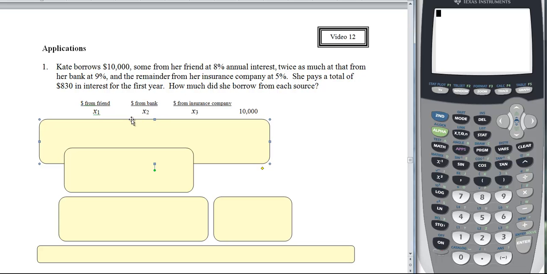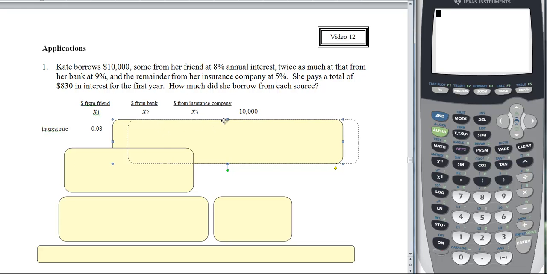Now the next thing I look for is more information that I can put into my table. There's an interest rate, the annual interest rate. So this would be a row heading, the interest rate. Interest rate with respect to her friend was 8%. Change it to decimal, that would be 0.08. From the bank, it would be 0.09. And from the insurance company, it would be 0.05.